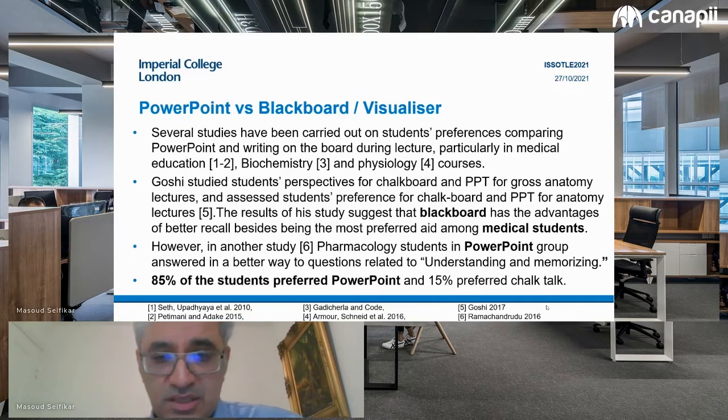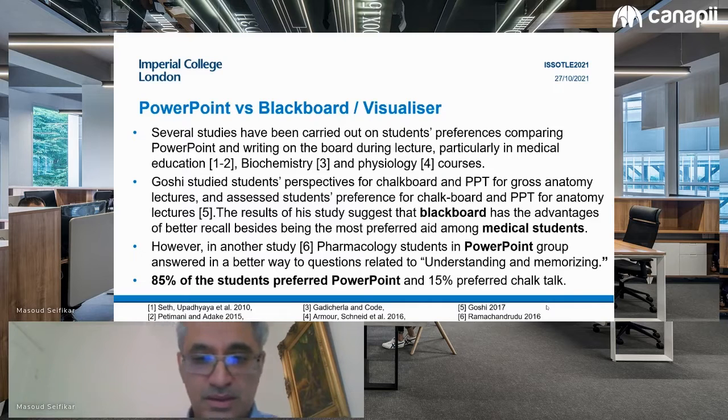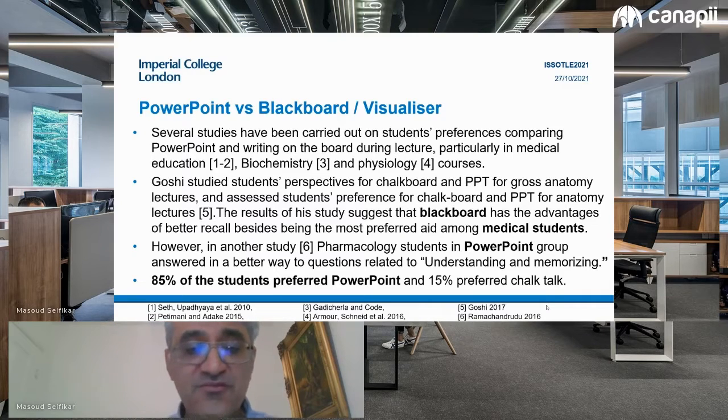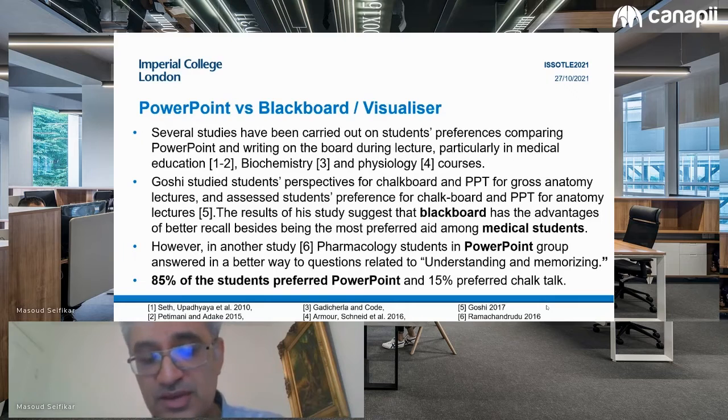However, there was another study in pharmacology, and they divided students into 2 groups, each of 150 students, and one group was using PowerPoint, and another group was using blackboard. And at the end, the students in the PowerPoint group answered better questions related to understanding and memorizing. And 85% of the students preferred PowerPoint and 15% preferred chalkboard.